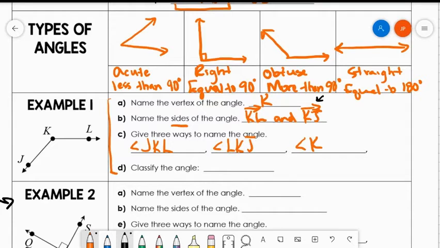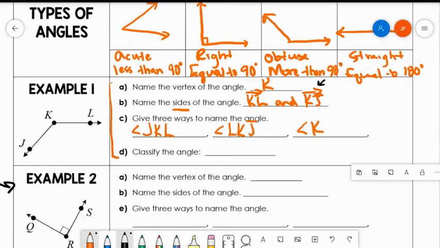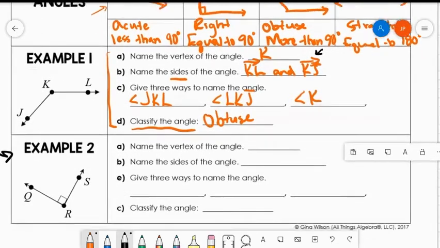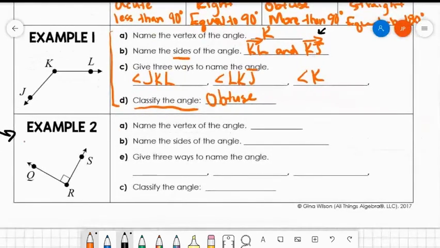Now, there's no angle measure on this, so I can't give a number measurement for it, but I can classify it. If I look at these pictures up here, the one that it most closely resembles is that third one, the obtuse, because it's bigger than 90 but it's not quite a straight line, so I'm going to call it obtuse. So pause the video for a second, and you try example 2.